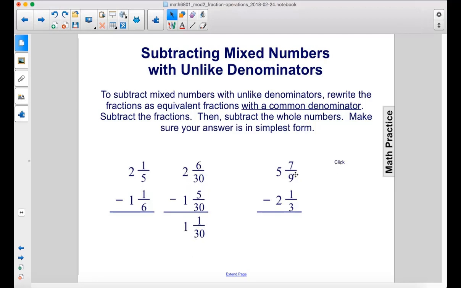In this problem, we have 5 and 7/9 minus 2 and 1/3. 9 is a multiple of 3, so we're going to use 9 as our common denominator. This fraction, 7/9, remains intact as is. This one, 1/3, becomes 3 over 9. Then we subtract the fractions and the whole numbers, and we get 3 and 4/9.